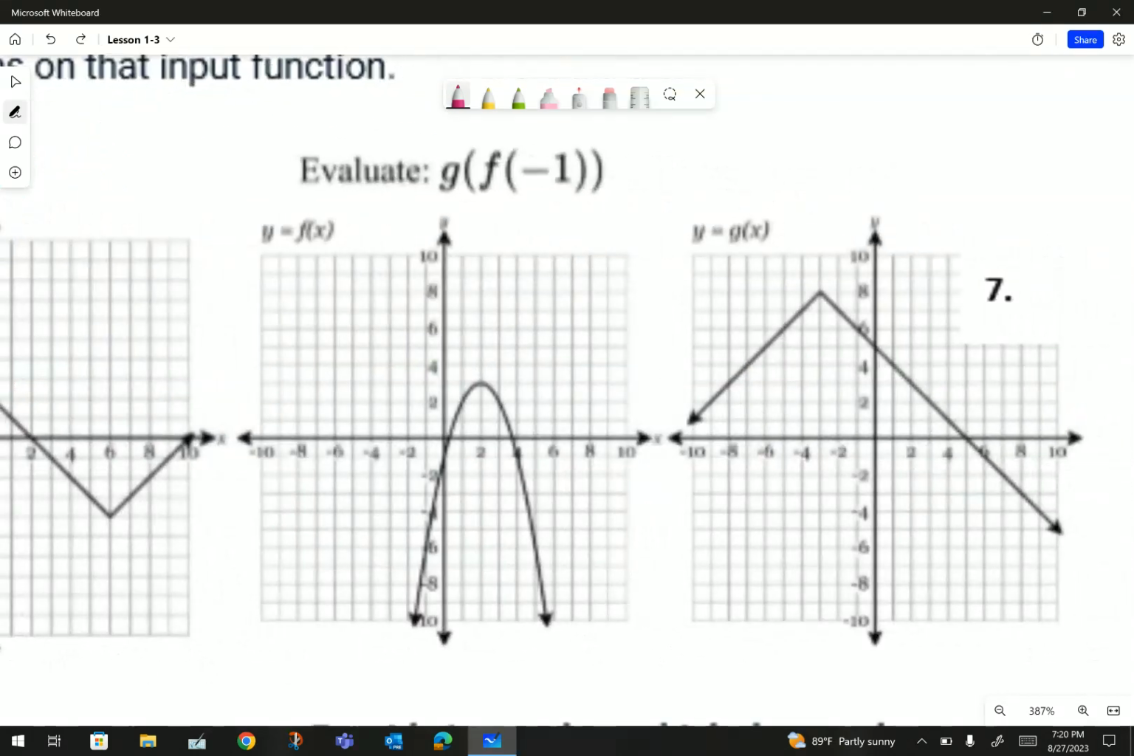So let's practice with the next one. Go ahead and attempt this problem, pause, and then come back to me.